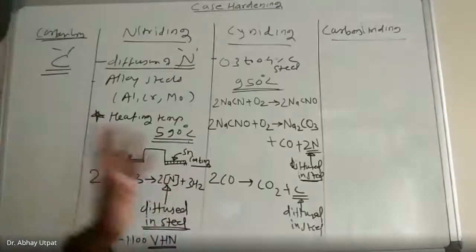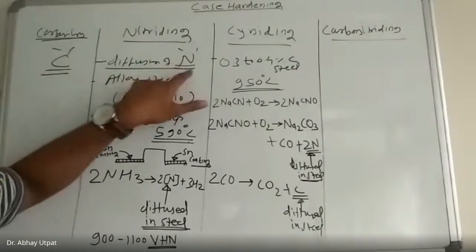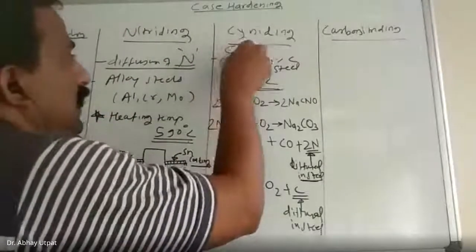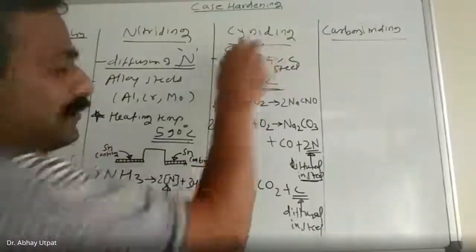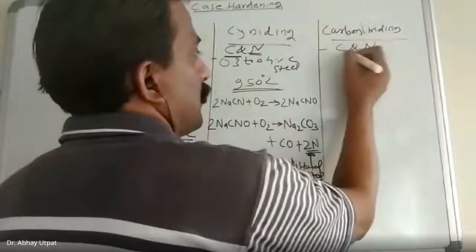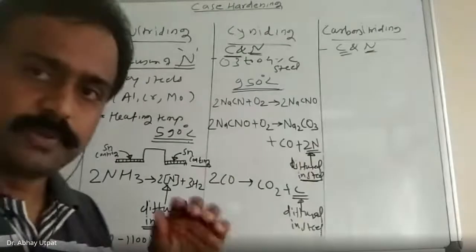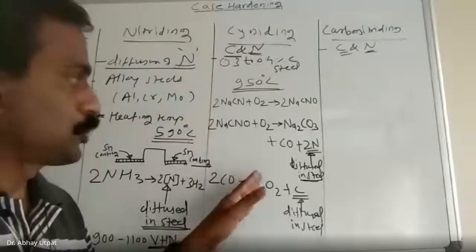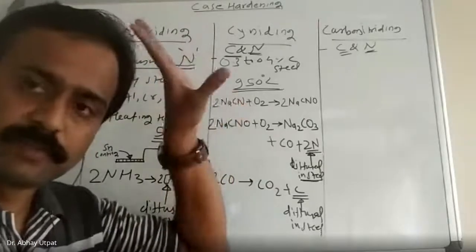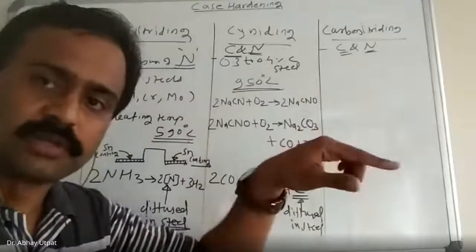Okay, I repeat once again. Carbonizing, diffusion of carbon. Nitriding, diffusion of nitrogen. Cyaniding, diffusion of carbon and nitrogen both. Similarly, carbonitriding also diffusion of carbon and nitrogen both. So try to understand. Cyaniding is also carried out in a cyanide bath. Liquid carbonizing is also carried out in a cyanide bath. Energizer in that case was barium chloride, diffuses carbon only.